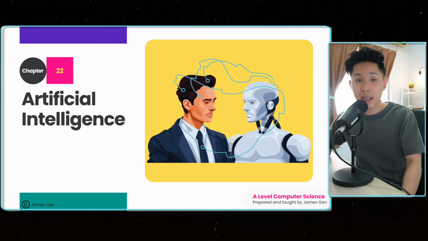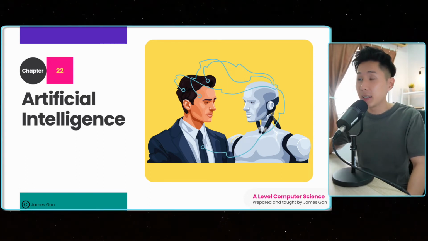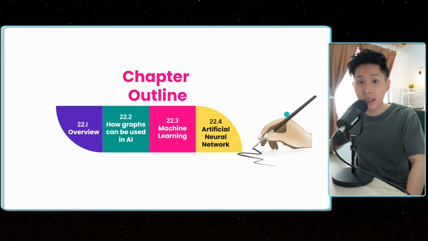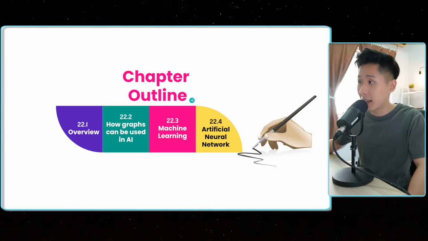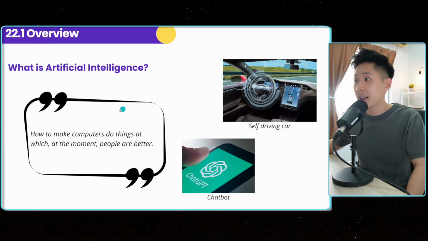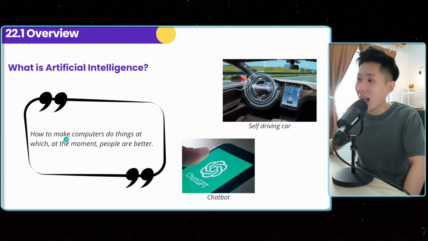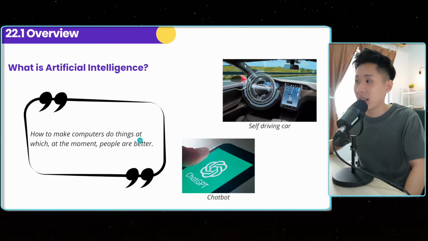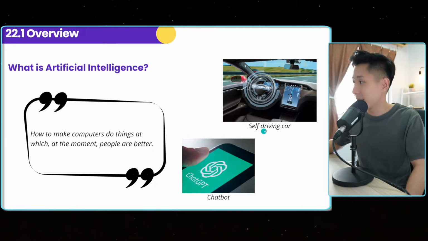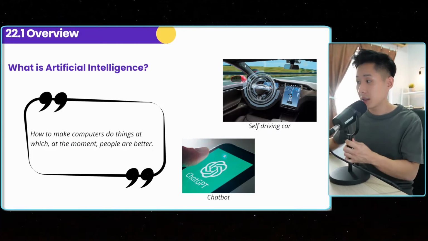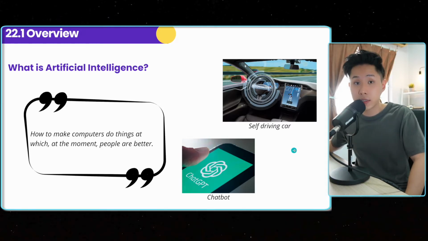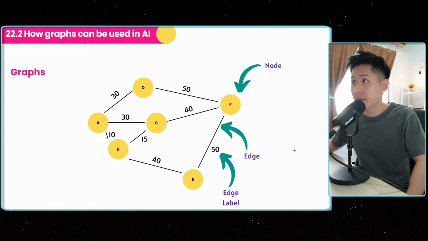I am a computer science graduate turned teacher, and in this video we're going to look into A-Level Computer Science Chapter 22, Artificial Intelligence. And this is the chapter outlined. Let's start off with what is artificial intelligence. In essence, it's how to make computers do things at which, at the moment, people are better, like a self-driving car or a chatbot. These are the most recent artificial intelligence that is starting to change our life.